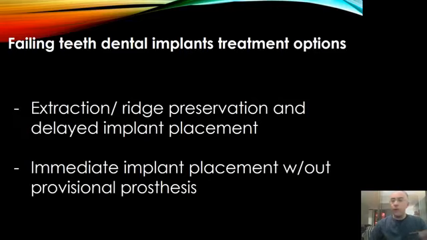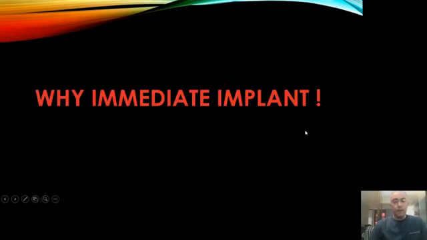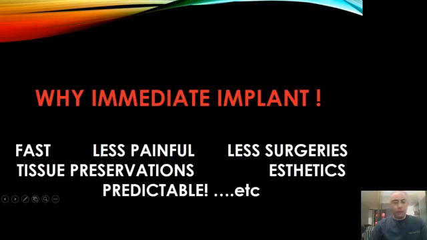And we all know whenever we have a failing tooth, we have two different options: either to do extraction, ridge preservation, and delayed implant placement, early or delayed, or to do immediate implant placement with or without a provisional prosthesis, for which we have enough literature to support. And we know that the immediate implant will provide us with a fast method, less painful, fewer surgeries, tissue preservation, either bone or soft tissue, aesthetics, and it's predictable.